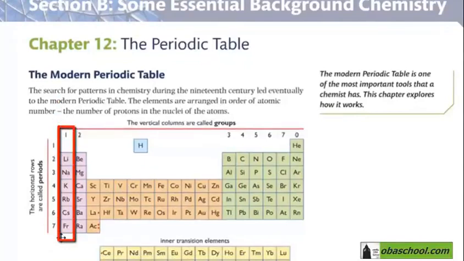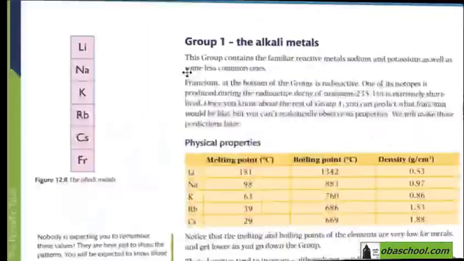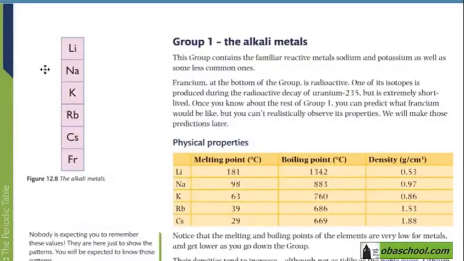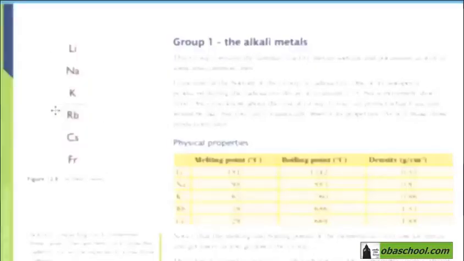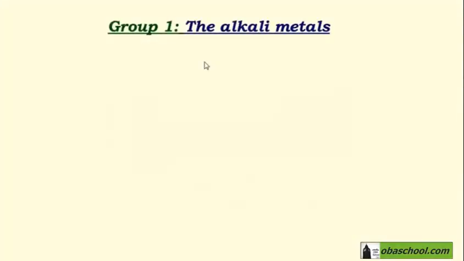If we look at the periodic table, the alkali metal is the first column in the periodic table. And we will learn about the elements that belong to this group and their uses. So let's start with Group 1, the alkali metals.